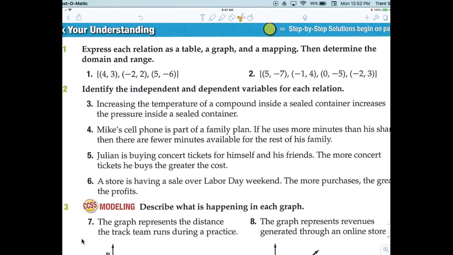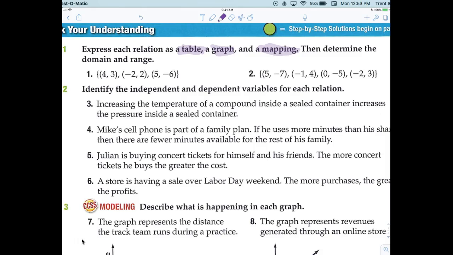Now, you can list those ordered pairs multiple ways. You can list them using a table. You can list them using a graph. And one that we won't ever use, but I want to show you, it's old school is what I say, is a mapping. We're never going to use a mapping, but it might come up as a multiple choice question on a test. That's why I want you to look at it.